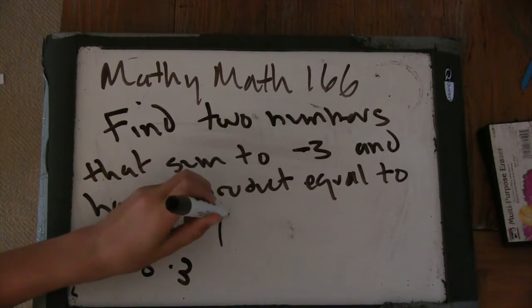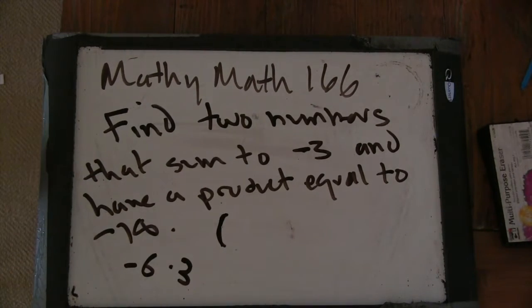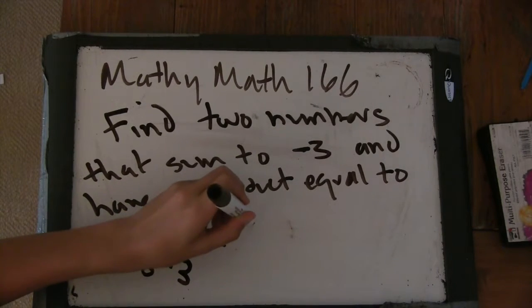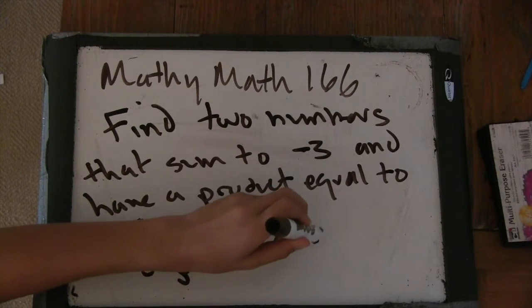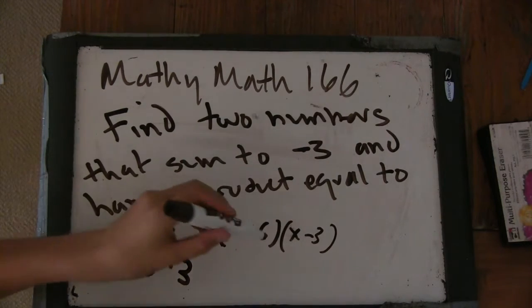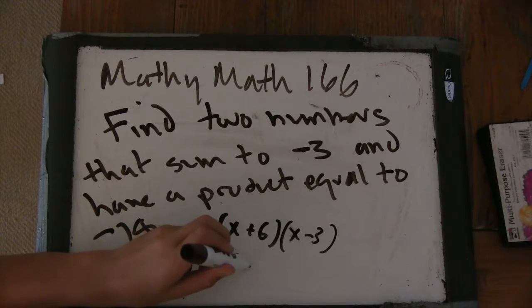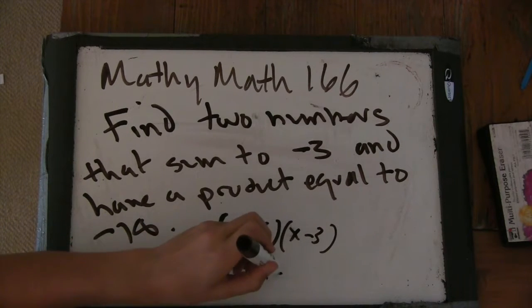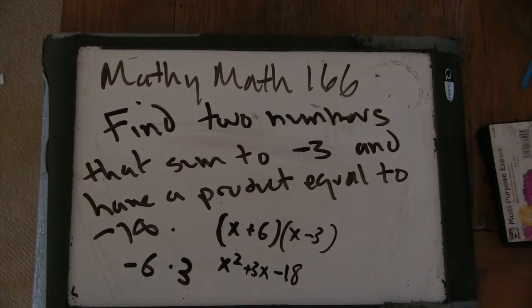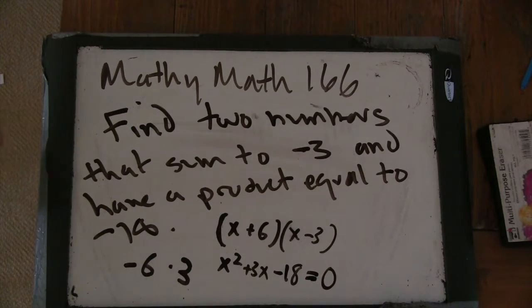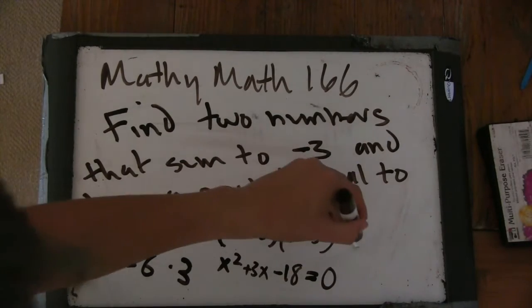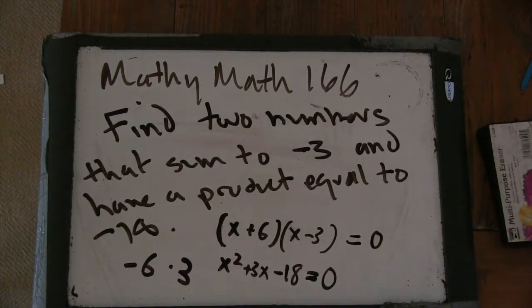Well, these are solutions to our equation. So it would be x plus 6 times x minus 3, which multiplies out to x squared plus 3x minus 18. Okay, you need your equals zero. Why do you need your equals zero? Because then this is an equation. Okay, up here too. So that's the quadratic equation that it satisfies.